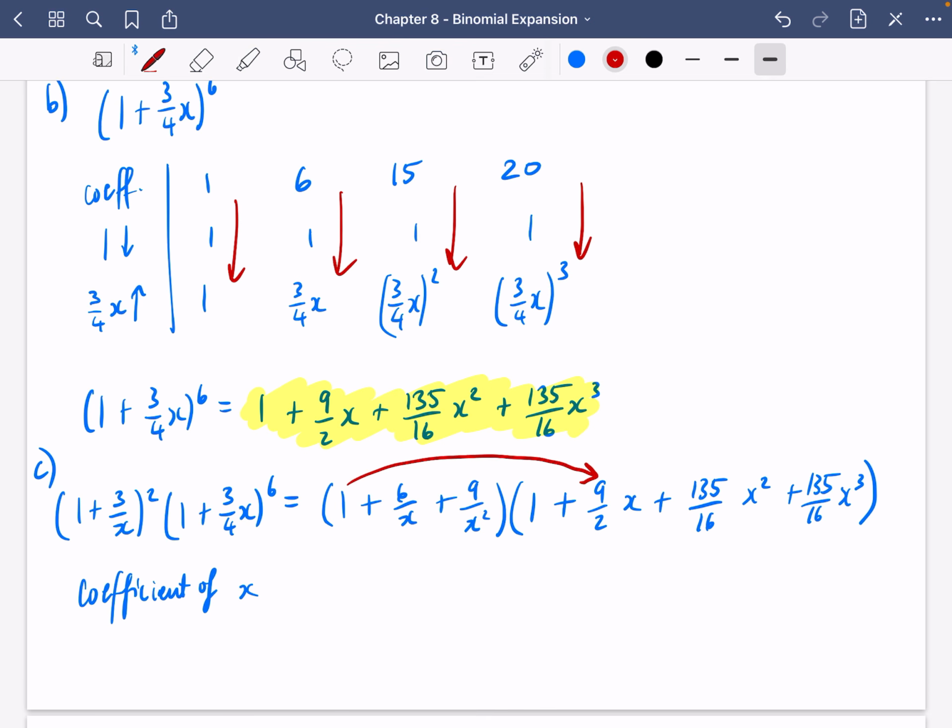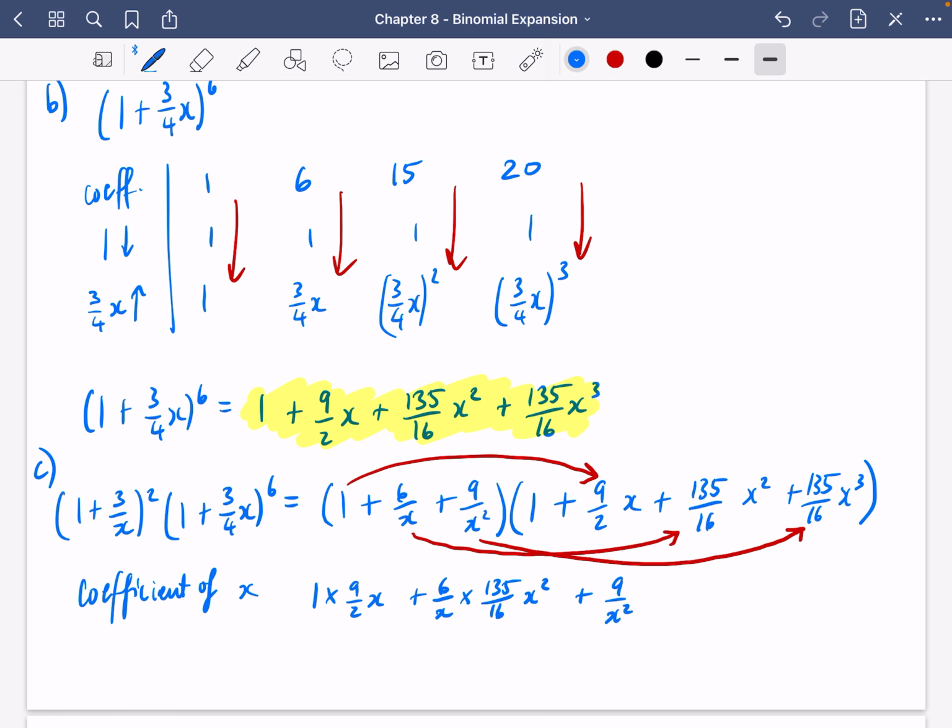The 6 over x is going to have to be multiplied by an x squared term to make it become like this. And the 9 over x squared is going to have to multiply by this bit that we've got here. So there are no other ways that the coefficient of x is going to be created. So the coefficient of x is going to be 1 multiplied by 9 over 2x plus 6 over x multiplied by 135 over 16x squared. And then the last part is the 9 over x squared multiplied by 135 over 16x cubed.